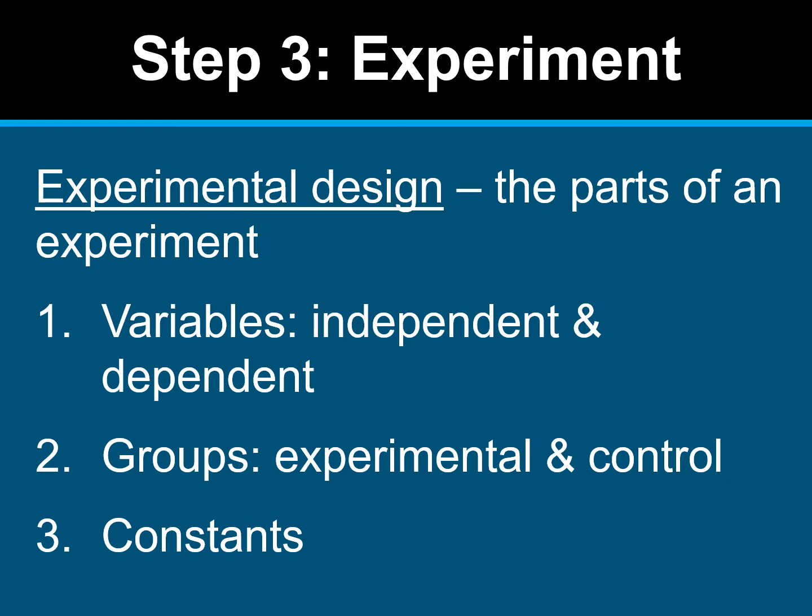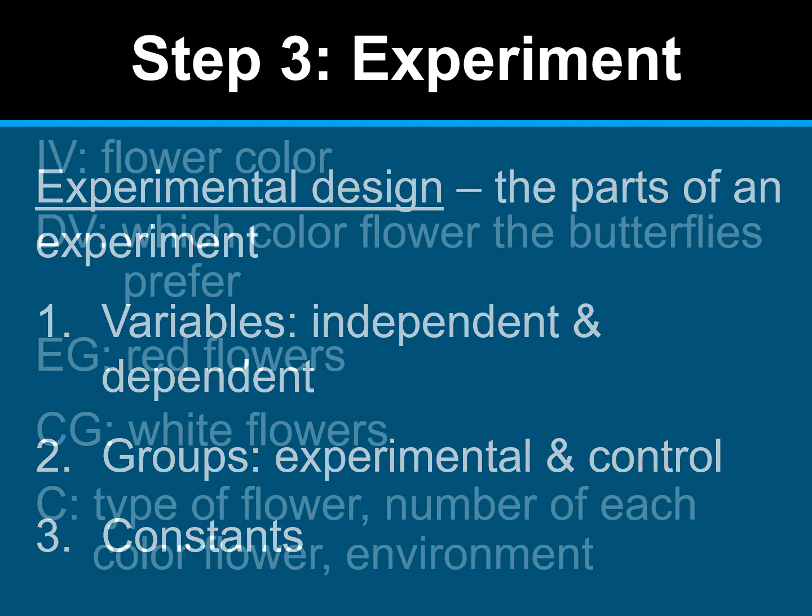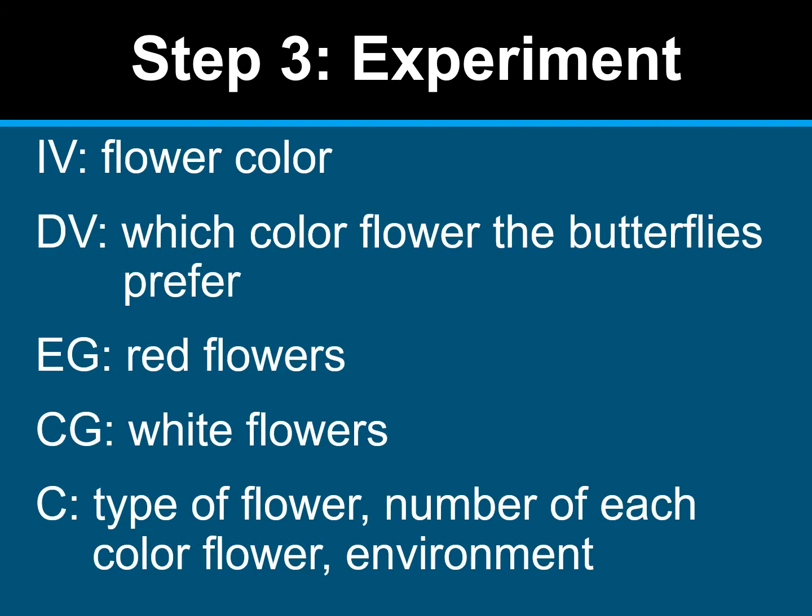Finally are the constants. Besides the independent variable, everything must remain the same. These are called constants. Let's look at an example. In our butterfly flower experiment, the independent variable is the color of the flowers available to the butterflies. This is what I'm manipulating or changing in the experiment. The dependent variable is the color of flower that the butterfly prefers.